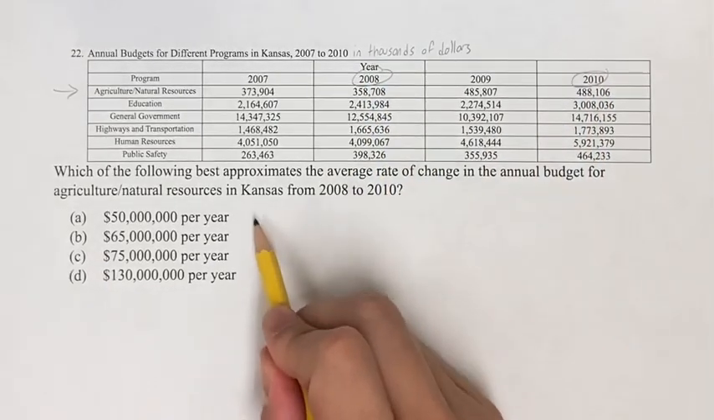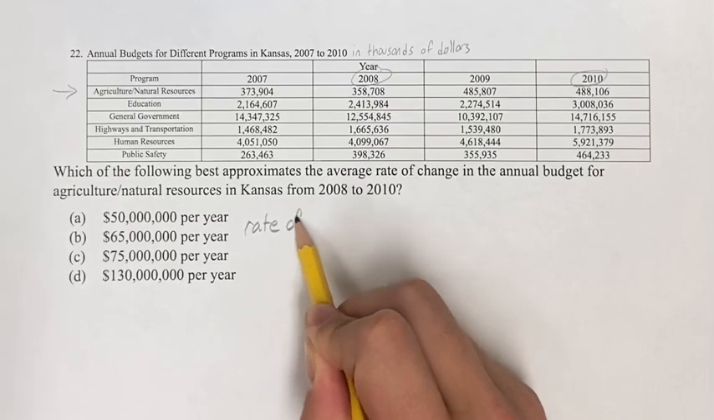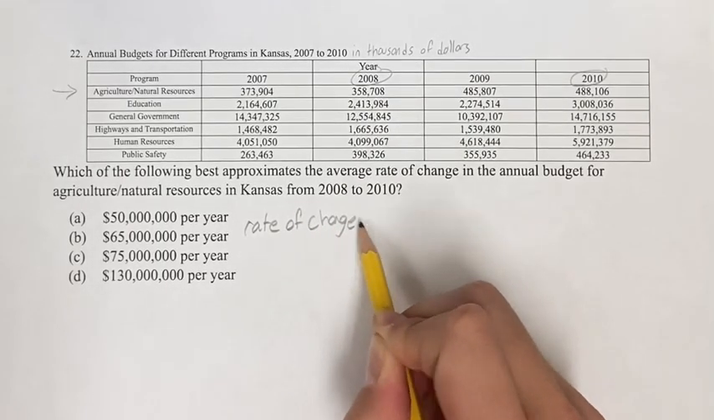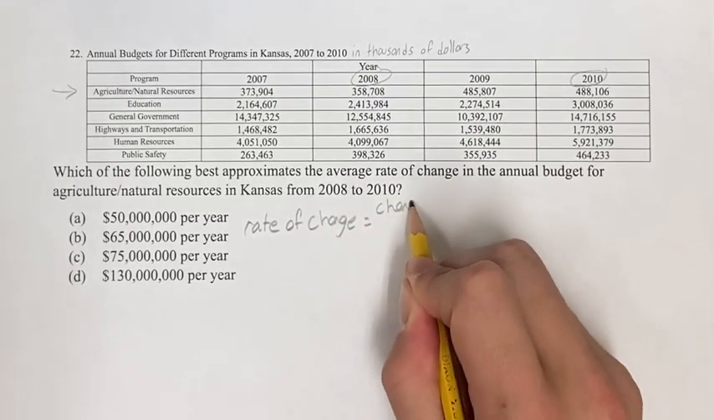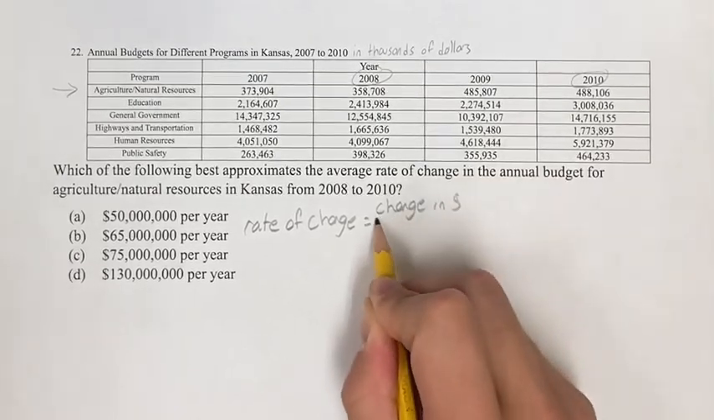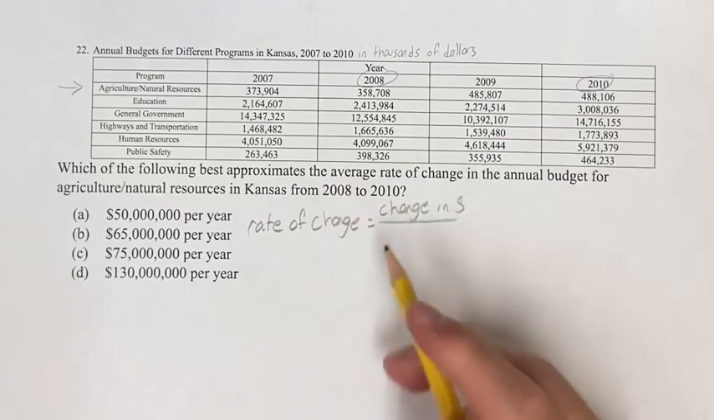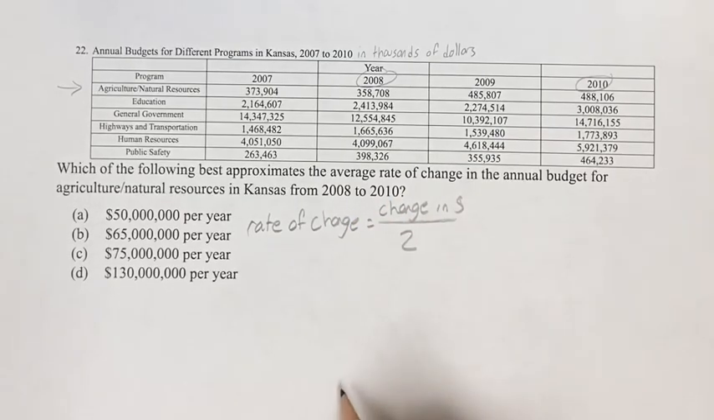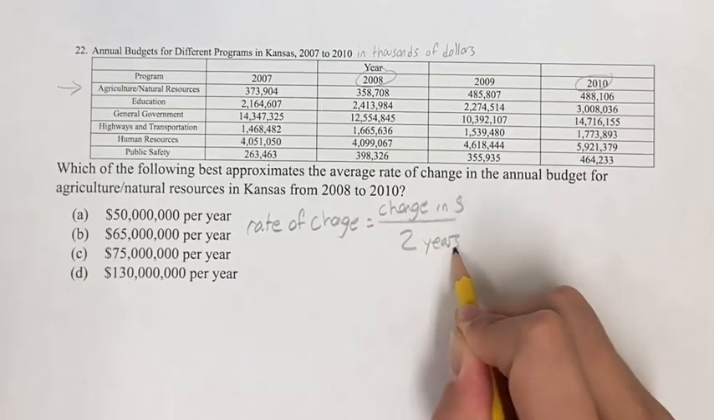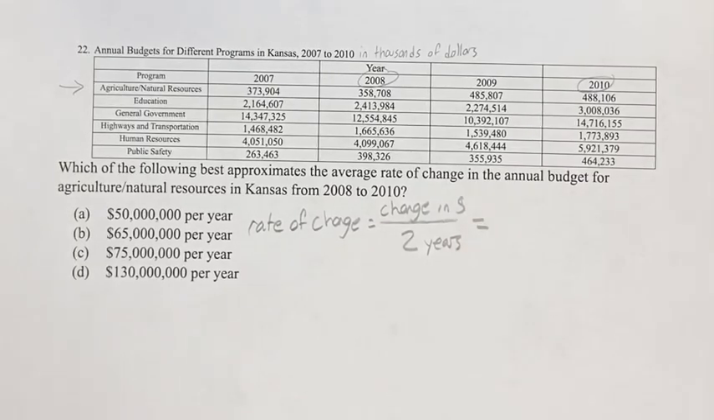So the rate of change is going to be the change in money over the change in time. Now the change in time from 2008 to 2010 is 2 years, so it's going to be over 2 years. And what is the change in money?